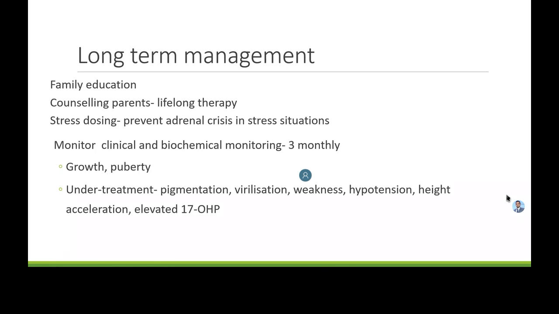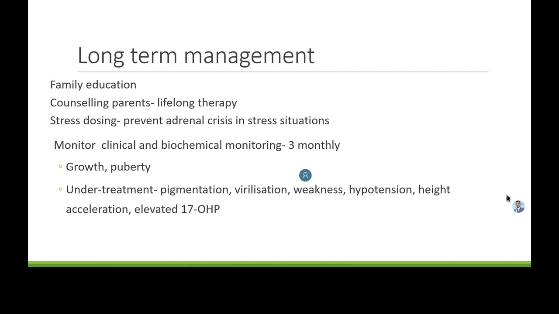And 17-OHP. Now, unfortunately, we can't do it. Otherwise, do a 17-OHP every 3 months at every clinic visit. Tell them to get it done and come. And it can be done at 8 a.m. That is the usual convention. It is done at 8 a.m., after they have had the morning dose of cortisol, and then you do the 8 a.m. 17-hydroxyprogesterone.